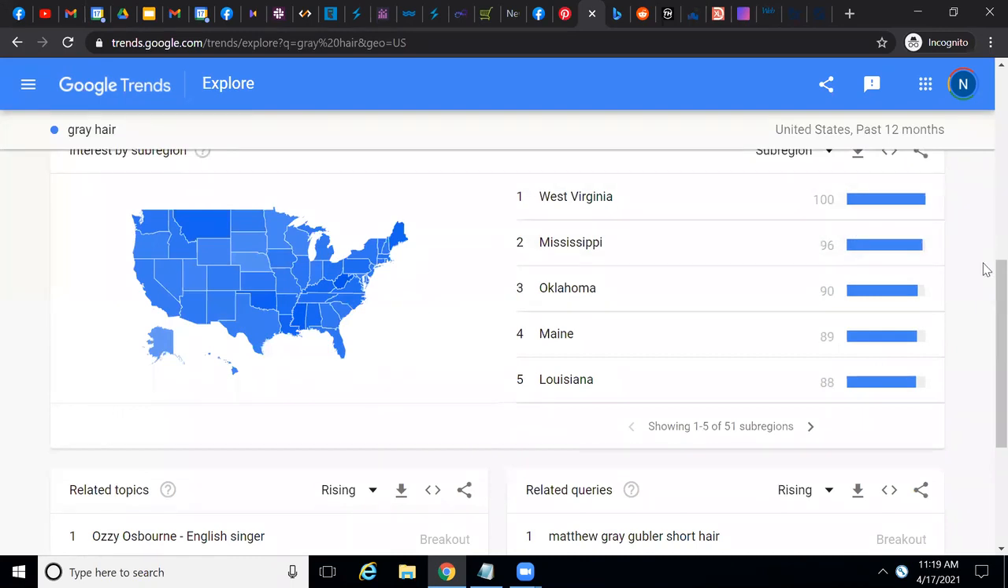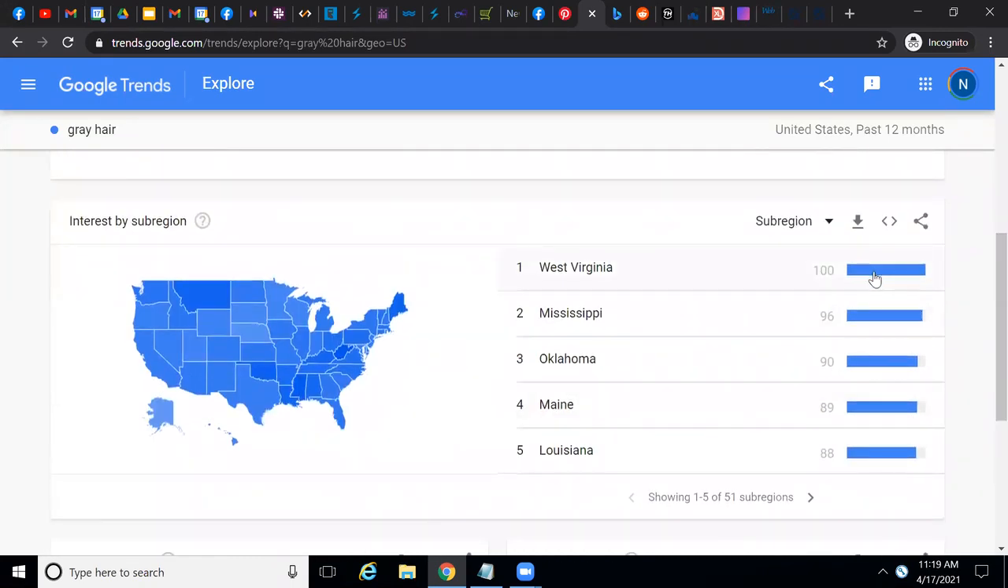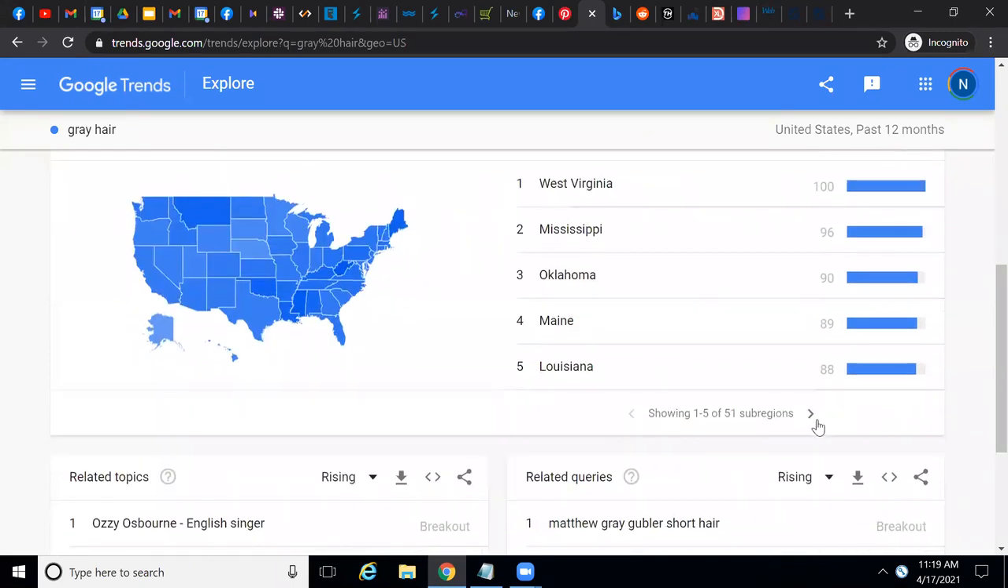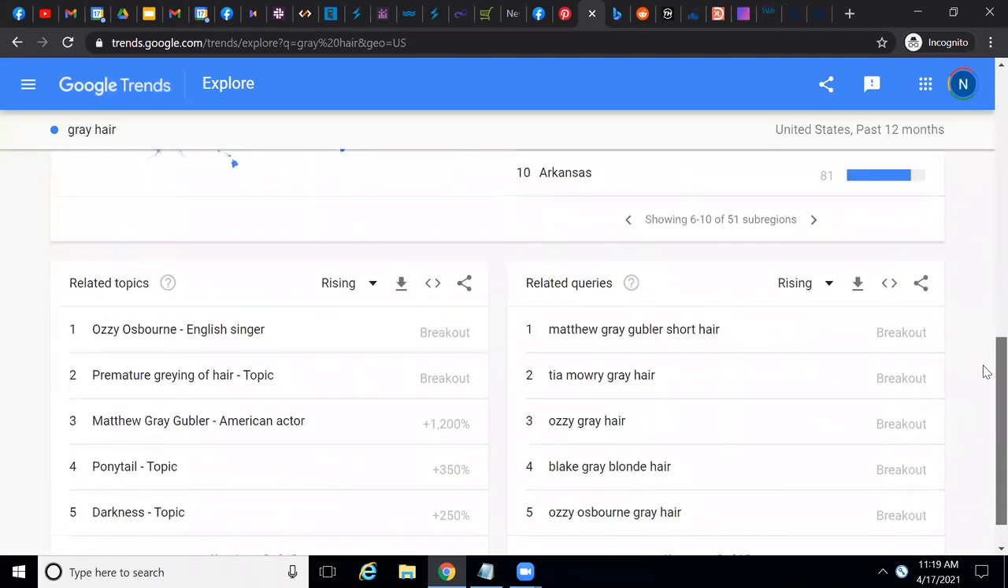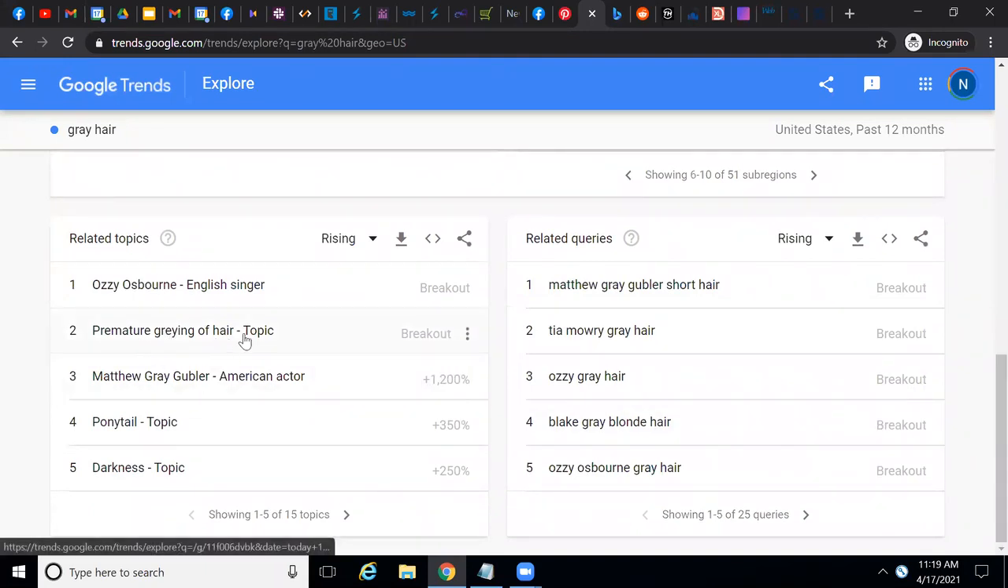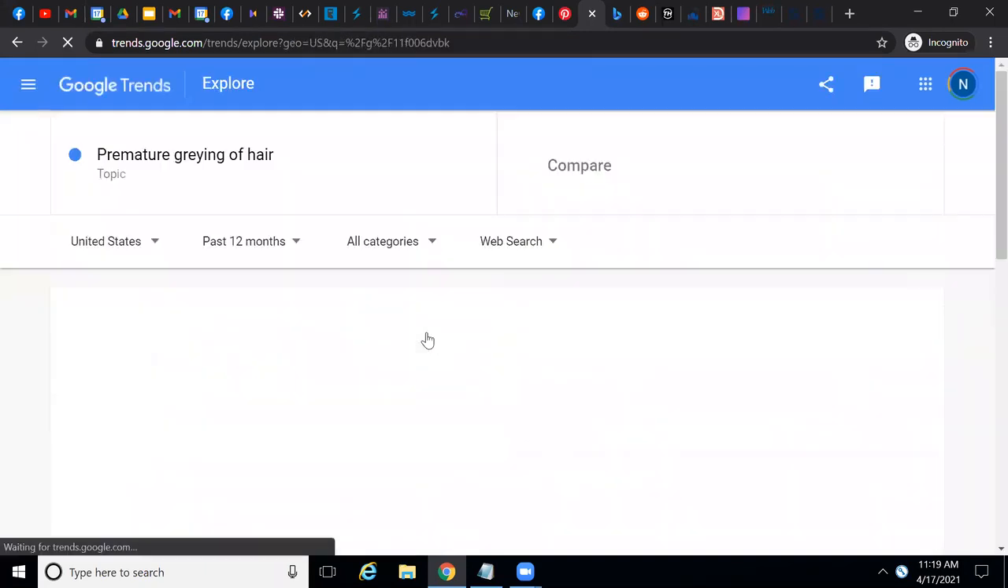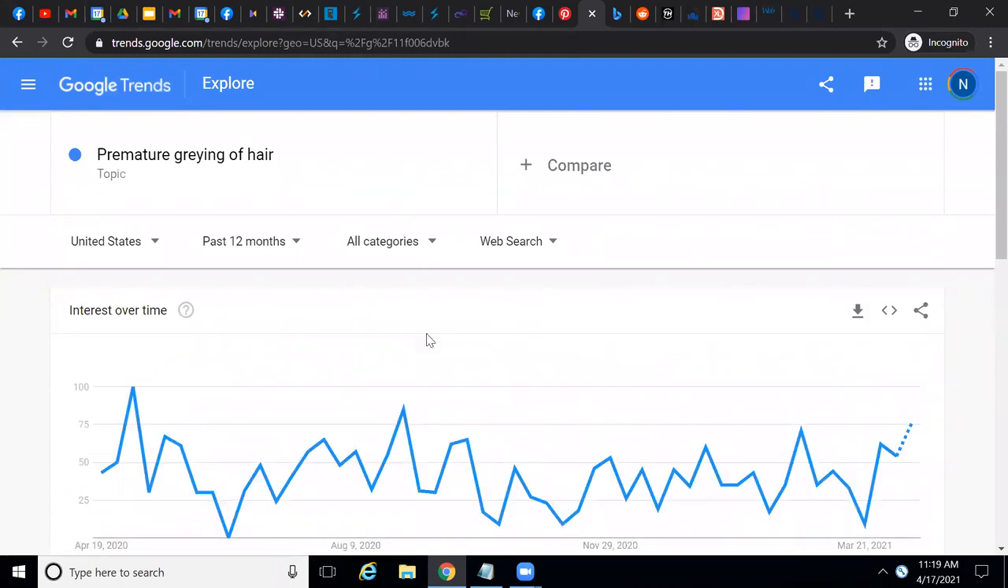But we can see that there's a bunch of people in West Virginia that recently searched for the topic gray hair, Mississippi, Oklahoma, Maine, Louisiana. So we see some of that regional information in here. You could expand that and keep going. Then in addition to that, we see that there's a breakout of the topic of premature graying hair. That was the other thing. I was going to search by G-R-E-Y instead of G-R-A-Y. So what am I going to do when I write my article or use my search terms? I'm going to make sure that I spell gray both ways, G-R-E-Y and G-R-A-Y. Another one that's helpful to know. So interest over time.